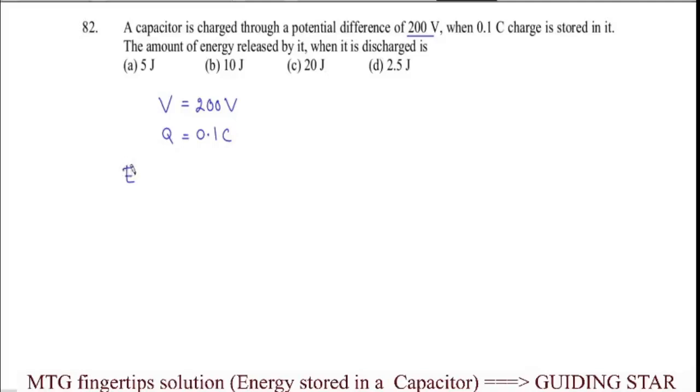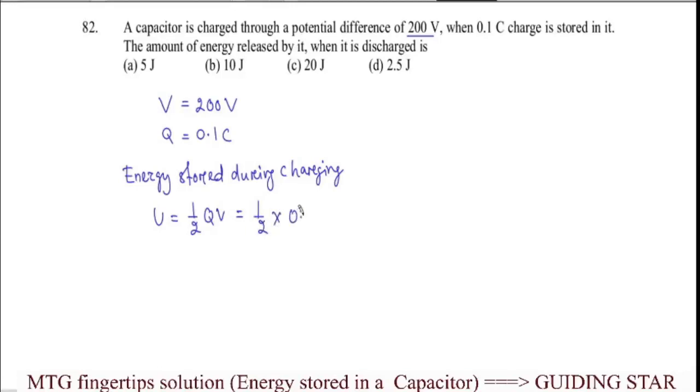So we first calculate the energy stored during charging. The energy stored during charging will be U equal to half Q into V. So half of Q is how much? 0.1 into the potential difference of 200 volt, divided by 2, so it will be 10 joule. So energy stored during charging is 10 joule.